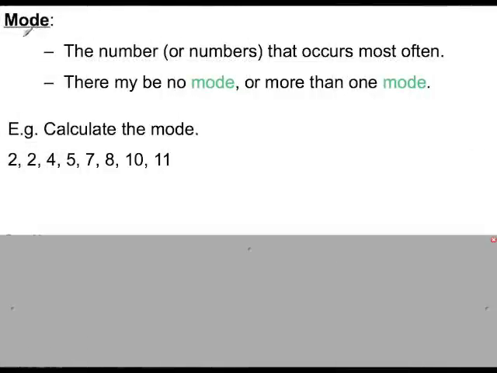Let's continue by calculating the mode. Now let's take a look at the mode. The mode is the number or numbers that occurs most often in a data set. There may be no mode, or there may be more than one mode. Let's take a look at an example.